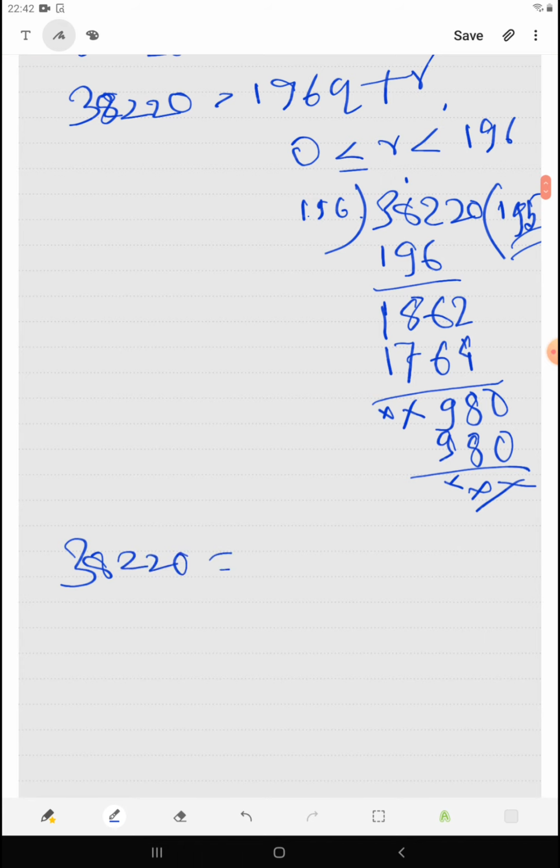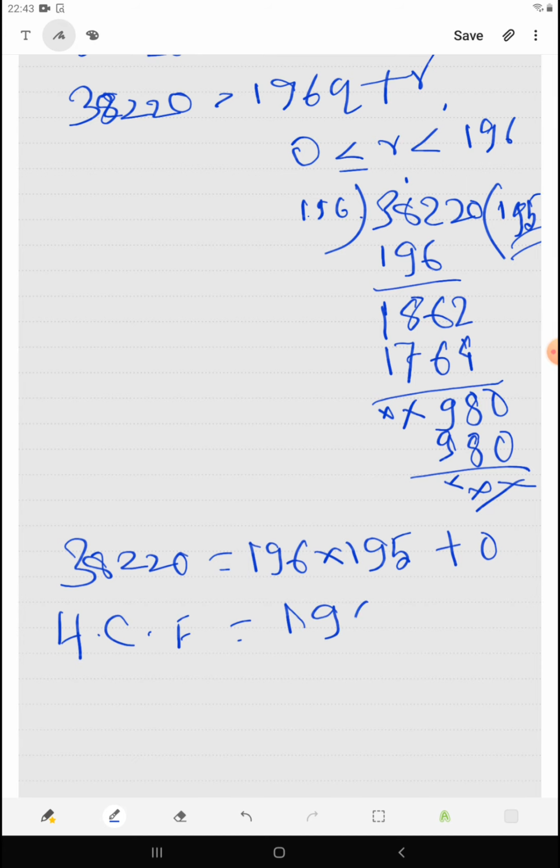38220 can be represented as 196 into 195 plus 0. So we got remainder as 0 in the very first step itself. So our HCF will be 196. So divisor will be the HCF. Okay. So I hope you understood this. So let's do the next problem.